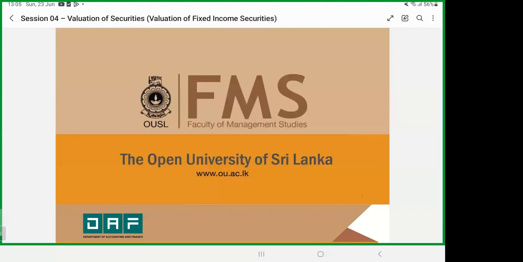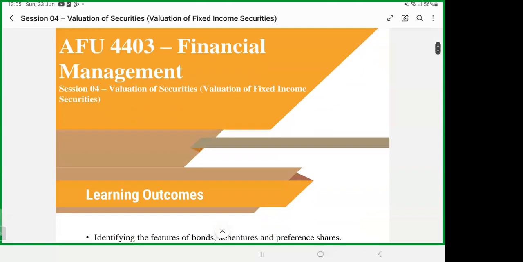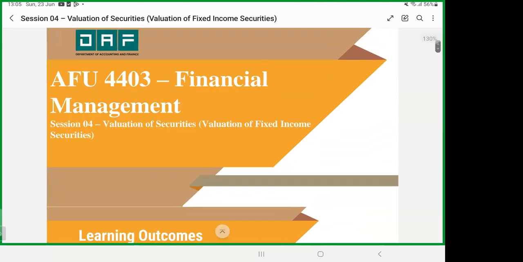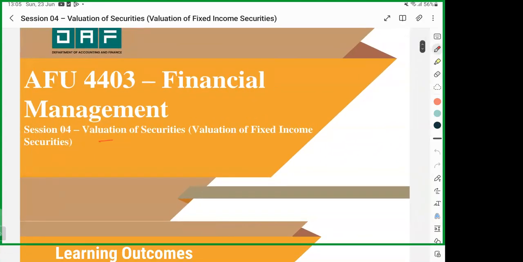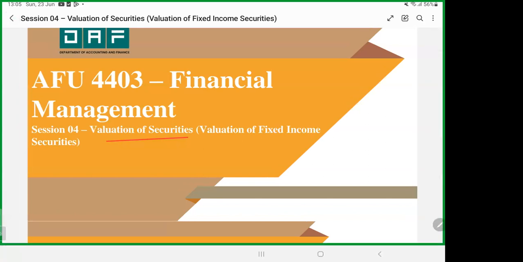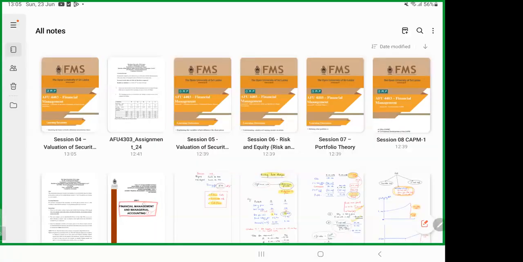So today we are moving to very important lessons. These are very important in your take-home assignment. One is valuation of securities. We call it valuation of financial assets. You have two sessions for valuation of financial assets, session number 4 and 5.